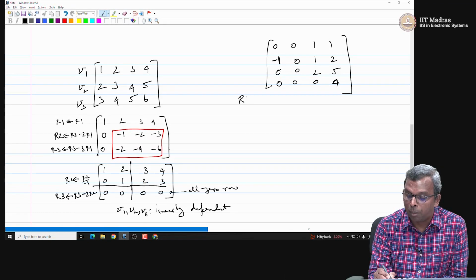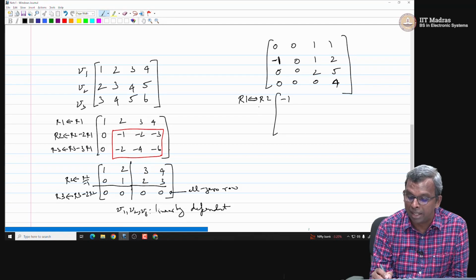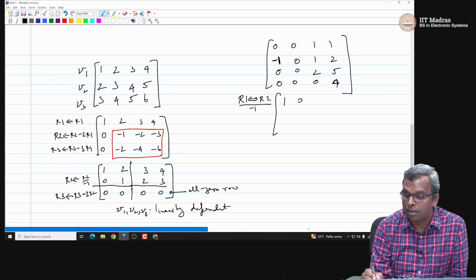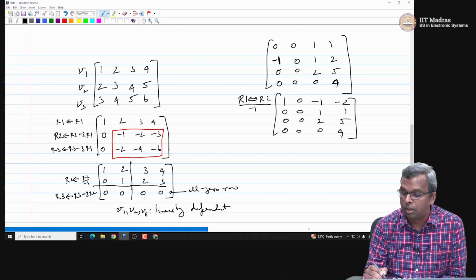So I'm going to swap rows. I'll swap R1 and R2. So notice how I'm recording a row swap. So this just becomes minus 1. I can also divide by just minus 1 to make it all very nice. So I'll get 1 0 minus 1 minus 2, and then the remaining I'll just keep as it is. Okay, so this is my first step.